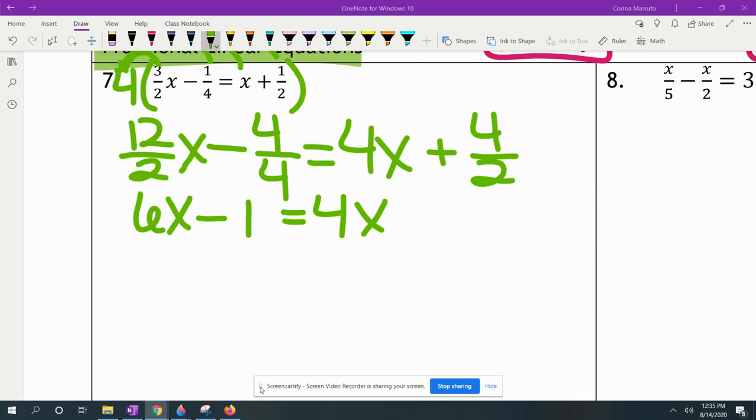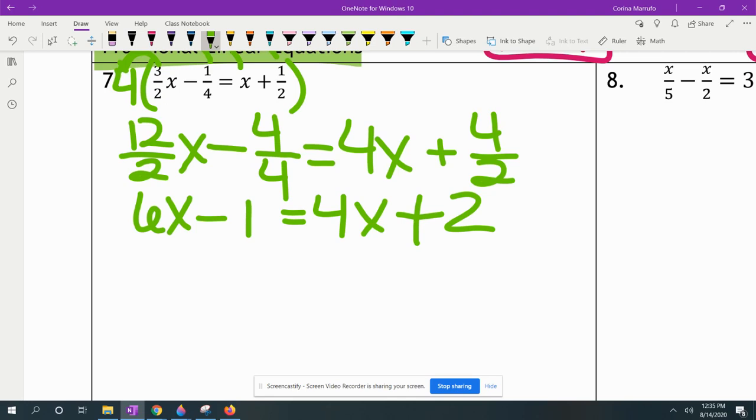Okay, so 4 divided by 2 gives us 2. Okay, so then from there, start solving for x. Sorry, my screen shut off, so I was a little confused. Okay, so we're going to go ahead and solve for x.